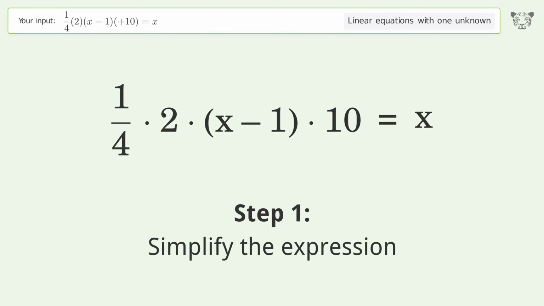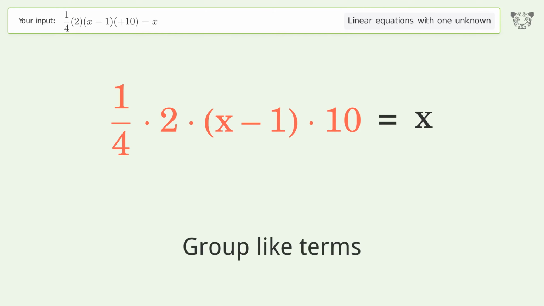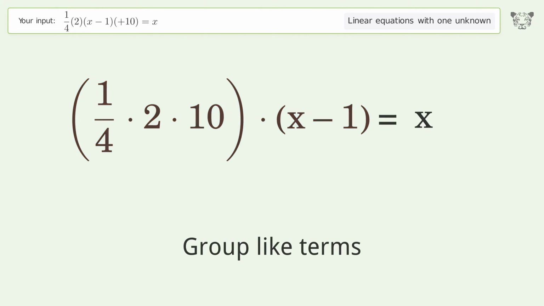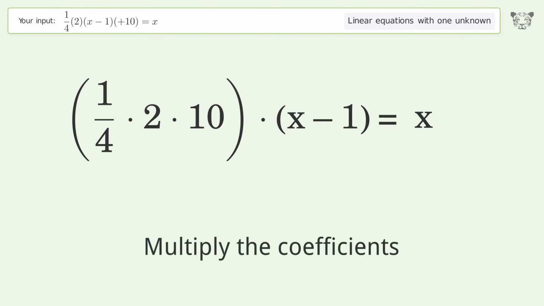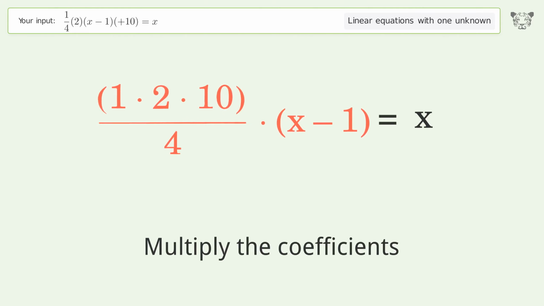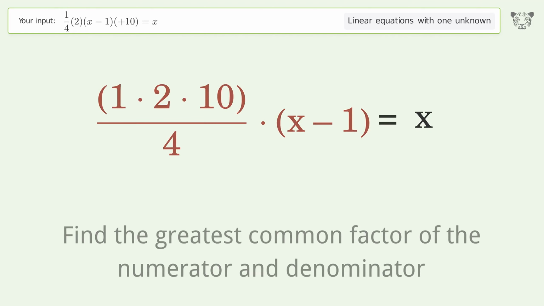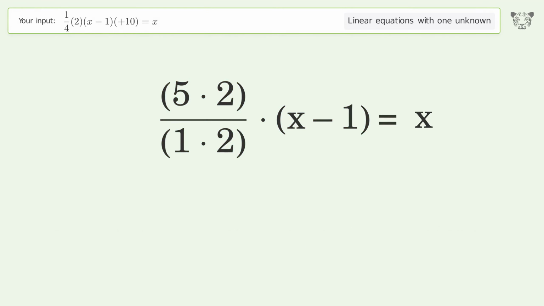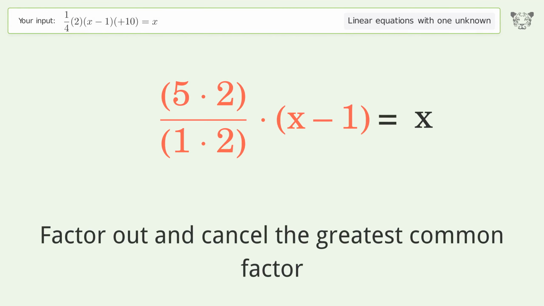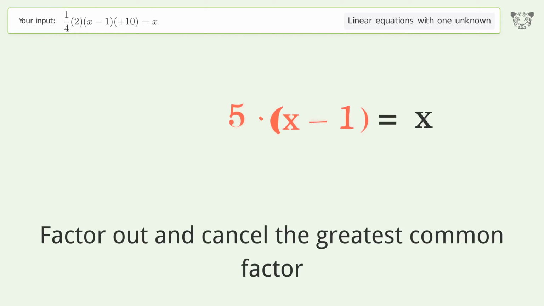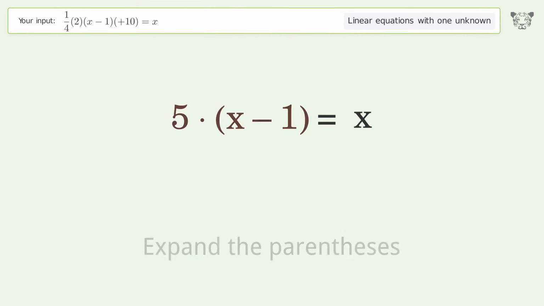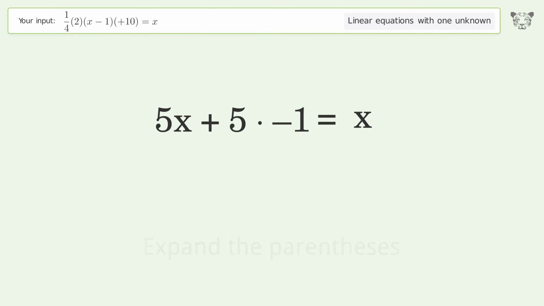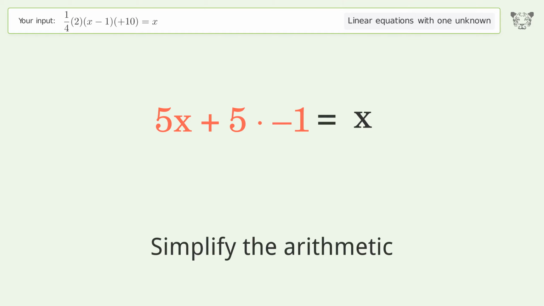Simplify the expression. Group like terms. Multiply the coefficients. Find the greatest common factor of the numerator and denominator. Factor out and cancel the greatest common factor. Expand the parentheses. Simplify the arithmetic.